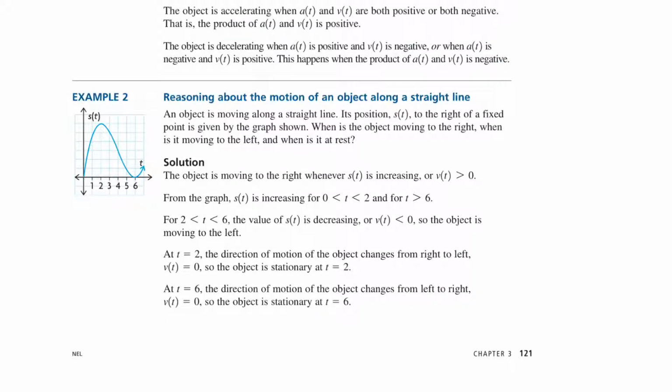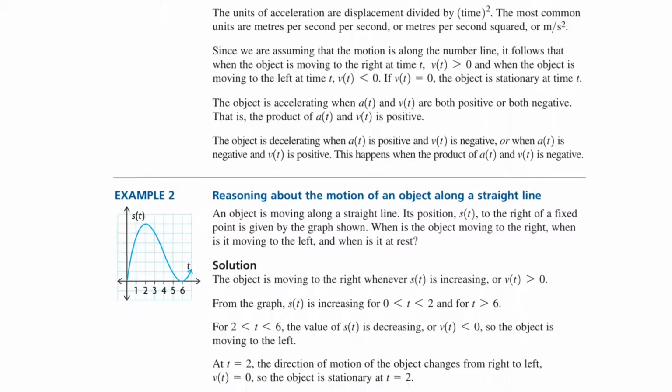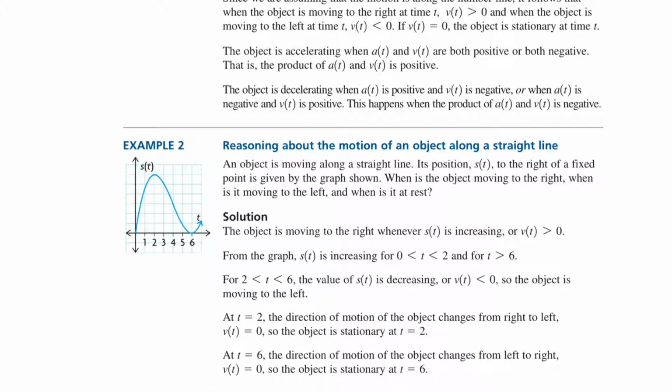As we discussed, velocity is the derivative of the position function with respect to t, and acceleration is the second derivative with respect to t. T is time. The absolute value of velocity is speed. The unit of velocity is meters per second, and the unit of acceleration is meters per second squared if the position is measured in meters and the time is measured in seconds.